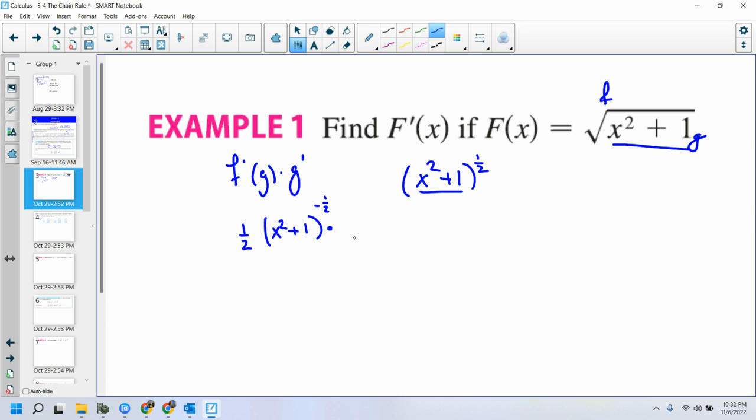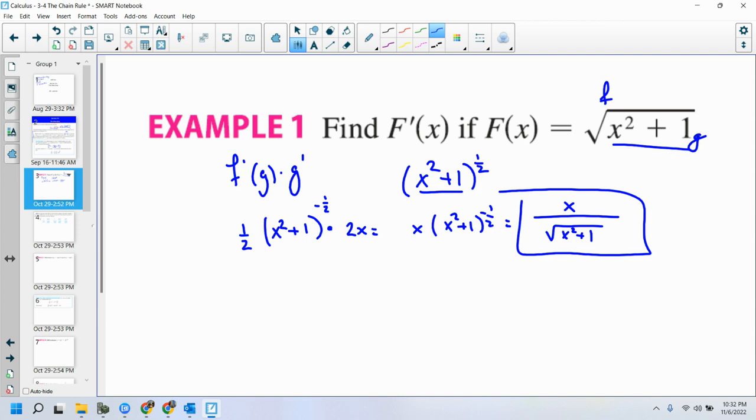I peel away the layer of the 1/2 power and I get the 2x. Now, let's reduce that down. I take 1/2 of 2, and I get just x times x squared plus 1 to the negative 1/2 power. Then we take the negative 1/2 power and put it into the denominator. The x stays in the numerator, so I'll make it the radical here, x squared plus 1 in the denominator. And there we have it. There's the derivative. So the chain rule just peels back the layers and takes the derivative each time.